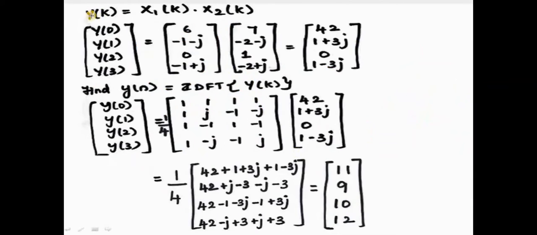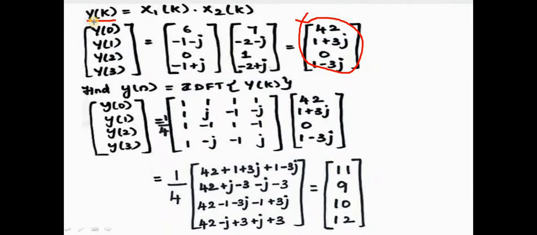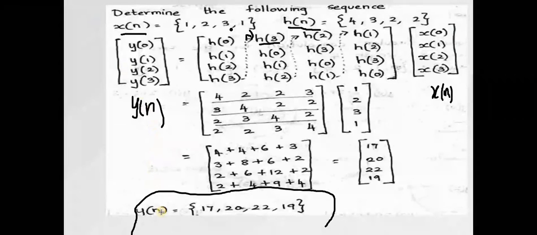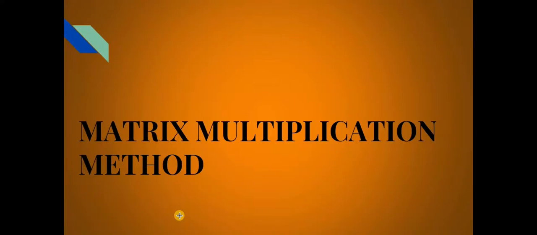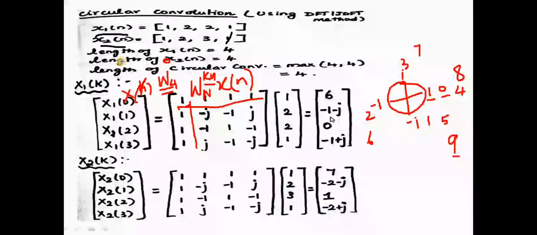Now we are going to multiply for the final output y of k. You are going to multiply x1 of k and x2 of k. So when you multiply, you will get the value. But we don't need y of k, right? We need y of n. That is our output. In every method you have seen, we are finding only y of n. So we do not need y of k.